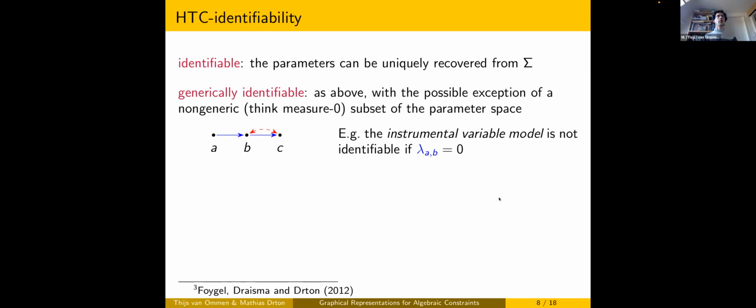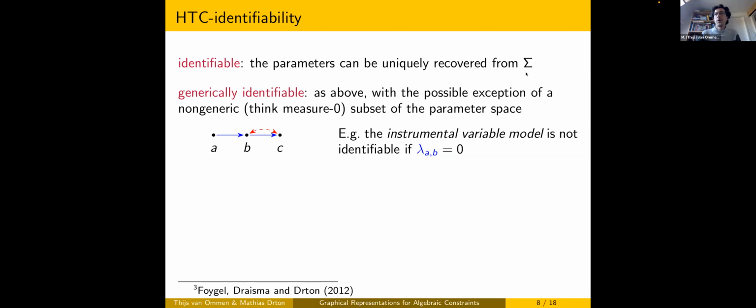Right, so next, before I go into the next part, I'll give a bit of background about the identifiability problem. This is a different problem than what we're talking about here, trying to find the constraints to describe a model. The identifiability problem is, given a graph, to see if it's possible to recover the parameters from sigma. Right, so this is a question that's very important also to practitioners.